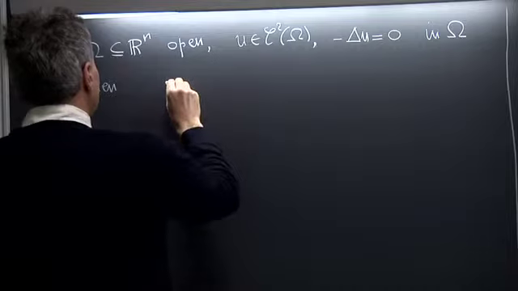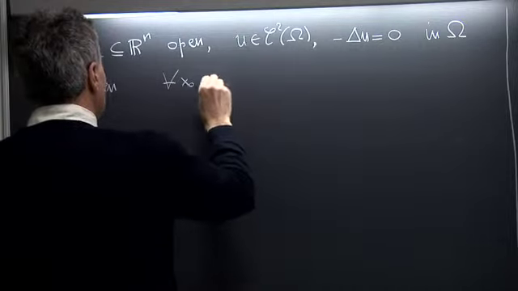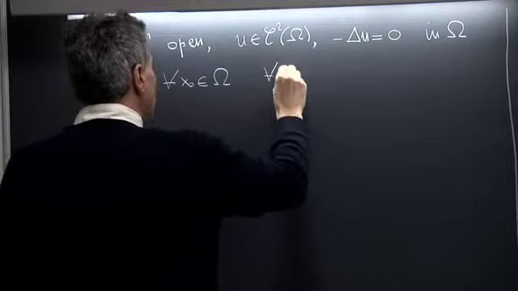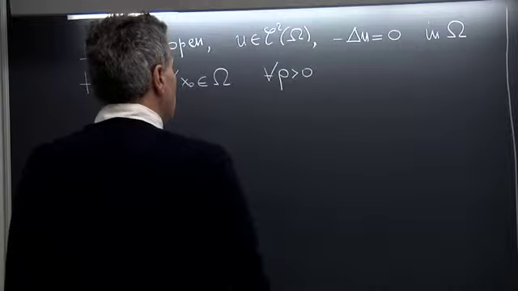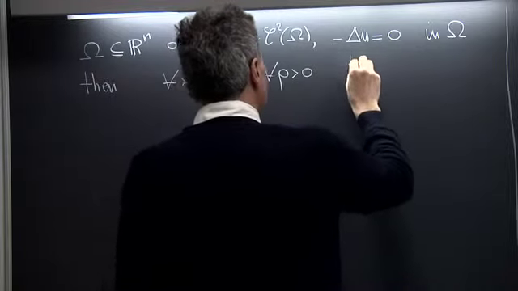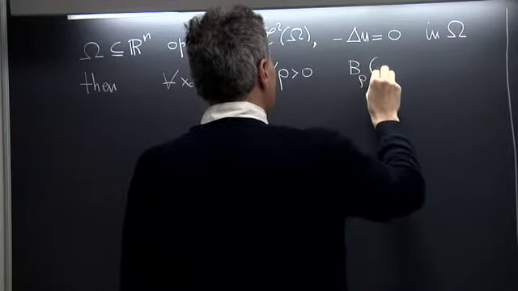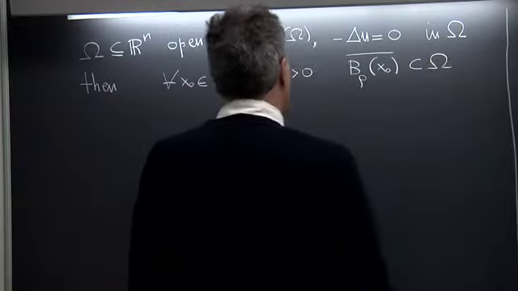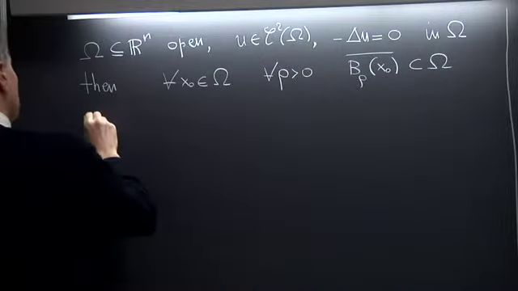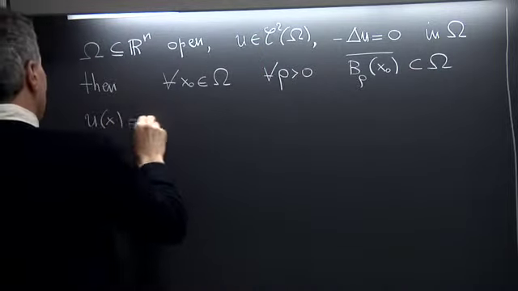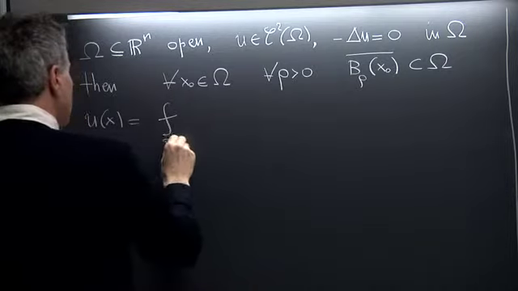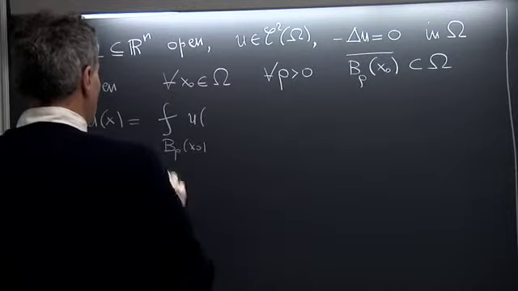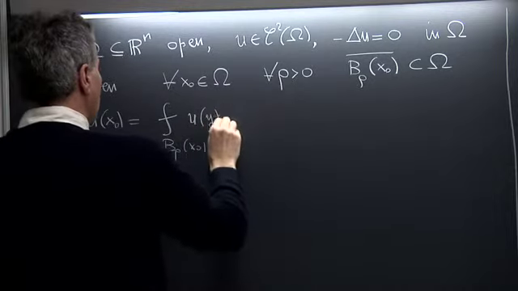we have shown that for any x naught in omega, for any rho positive, so that the ball of radius rho centered at x naught is contained in omega, then u satisfies the mean value property: u of x naught equals the mean of u(y) dy.